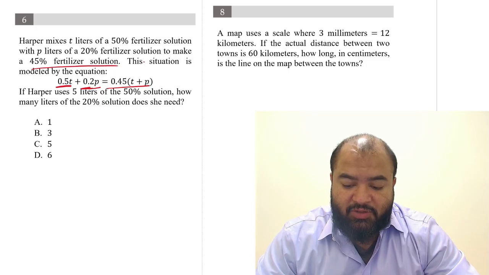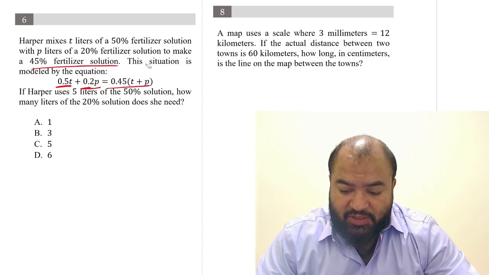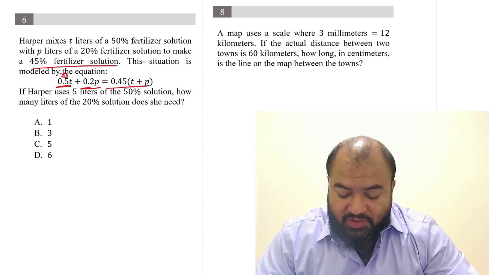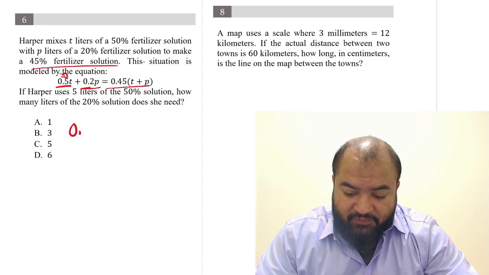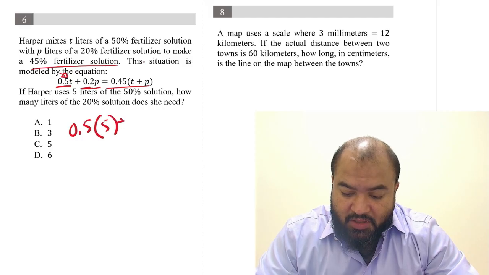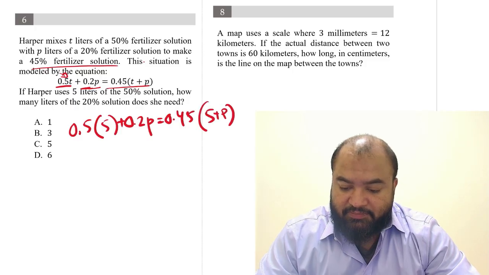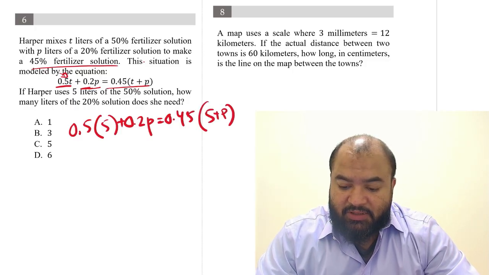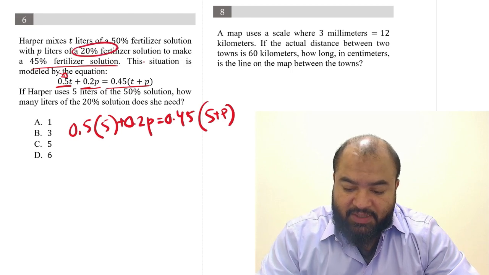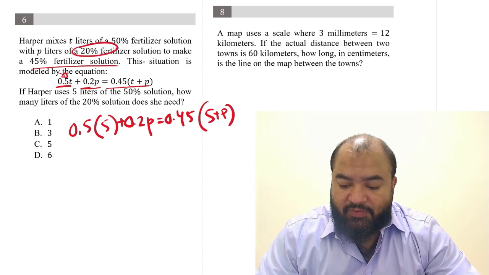Now, if Harper uses 5 liters of 50% solution, what was the 50% solution again? The T, right? So I'm going to plug in 5 for T. 0.5 times 5 plus 0.2P equal to 0.45 times (5 plus P). How many 20% solutions? The 20% solution is the P. So we need to solve for P here.